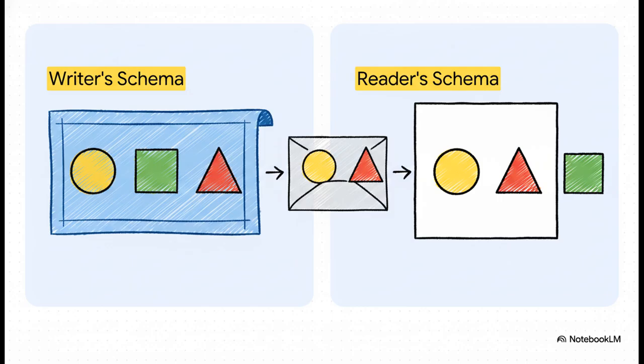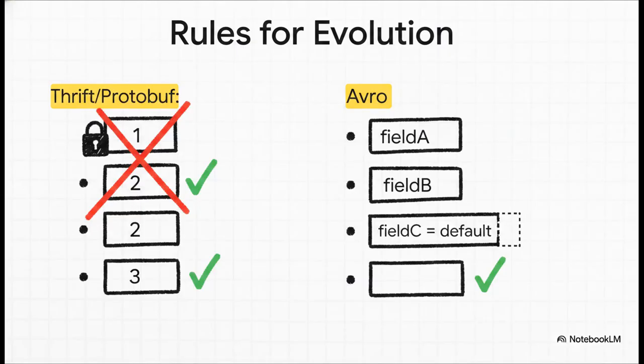If the reader expects a field that the writer didn't include, no problem. It just fills in a default value. If the writer included a field the reader has never heard of, it just gets ignored. Simple as that. And this leads to two different sets of rules for how you can evolve your data. For Thrift and Protobuf, it is all about the tags. Those numbers are sacred. You can add a new field with a new tag, sure, but you can never, ever change the tag for an existing field. For Avro, on the other hand, it's all about the field names. You can add or remove fields as long as you provide a default value for them. This matching by name approach makes it a lot more flexible over the long run.